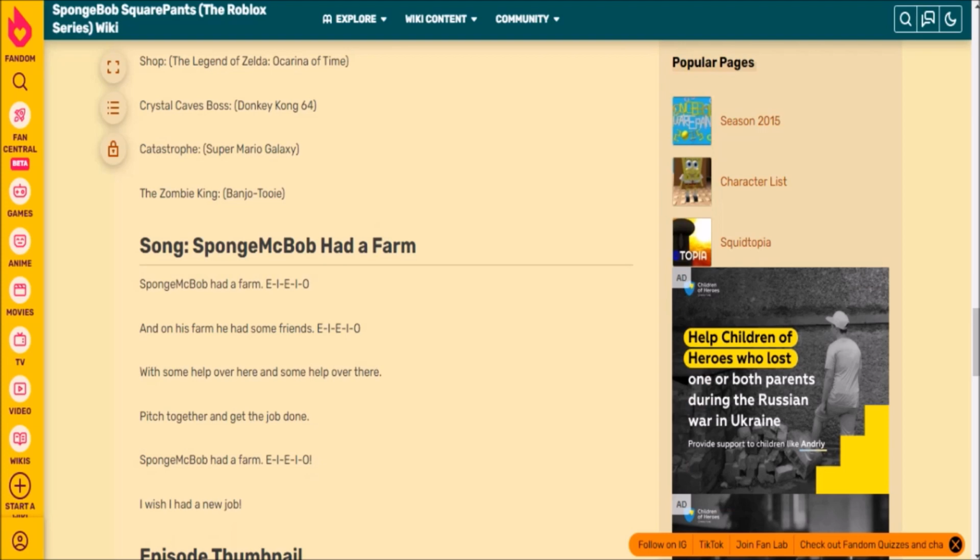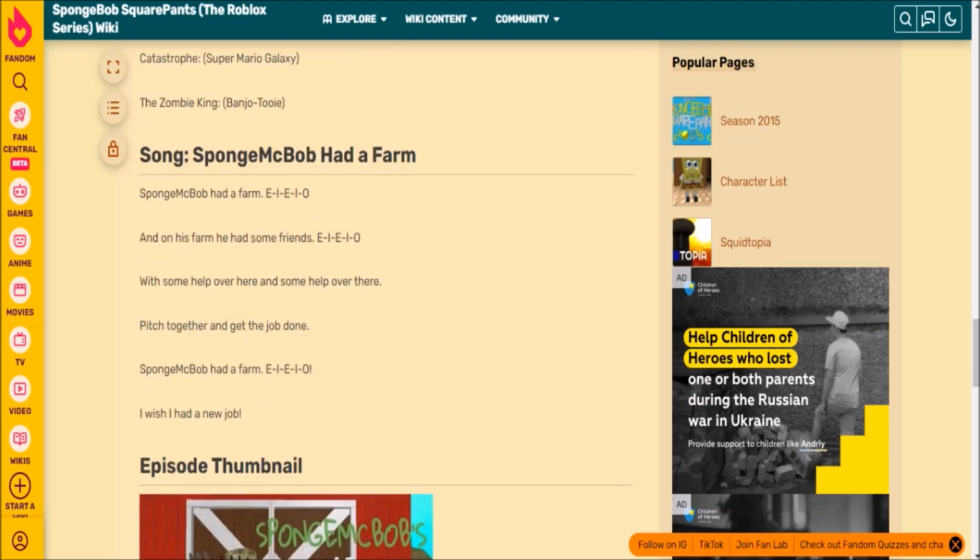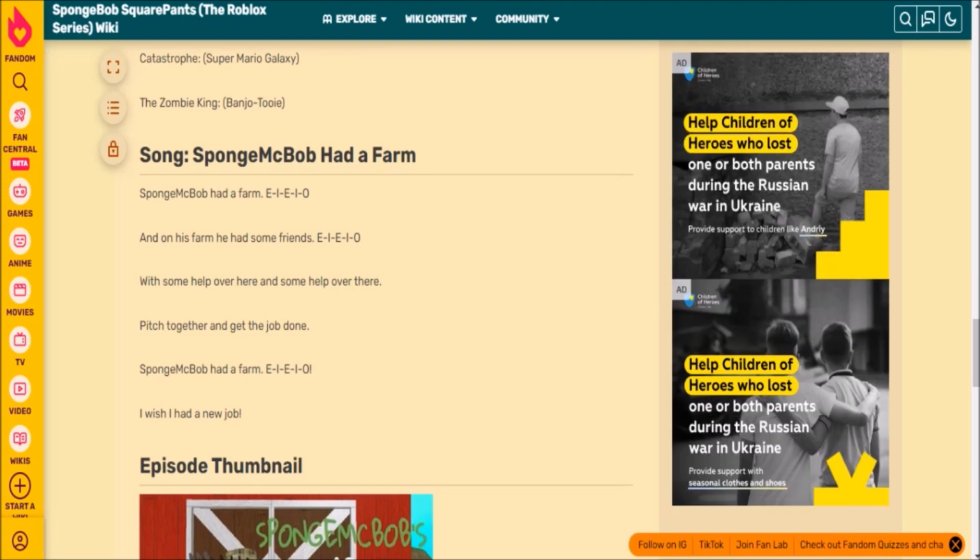Sponge McBob had a farm, E-I-E-I-O, and on his farm he had some friends, E-I-E-I-O, with some help over here, some help over there, pitch together and get the job done. Sponge McBob had a farm, E-I-E-I-O. I wish I had a new job.